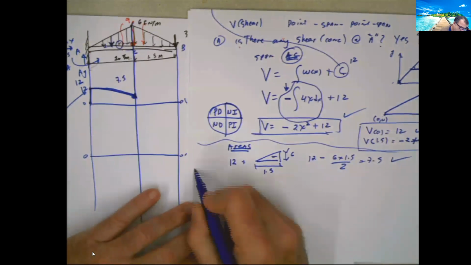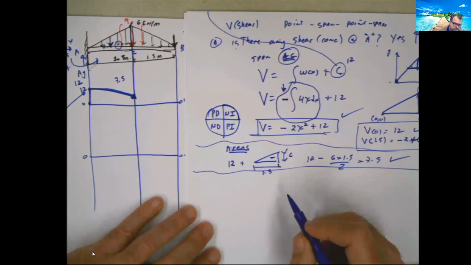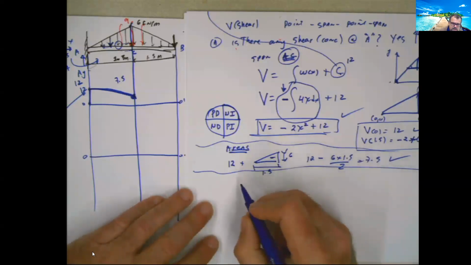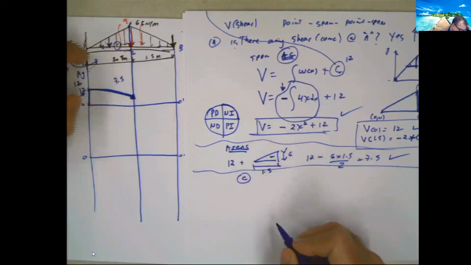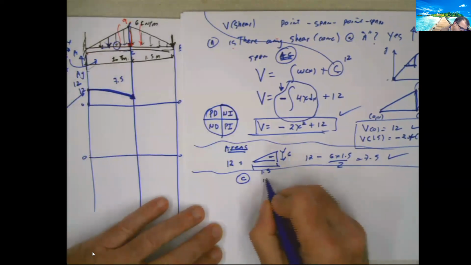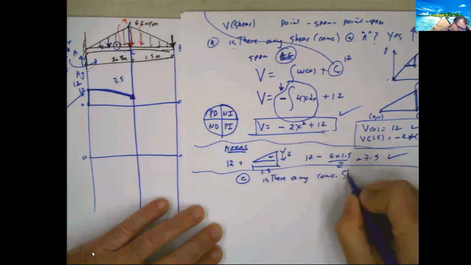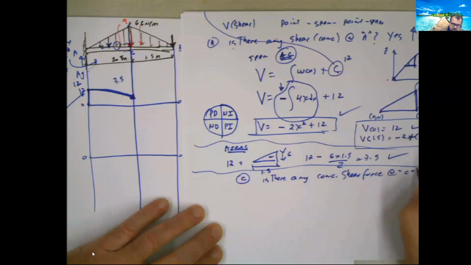Now, what do we do after we have this? Next step. This is not a dramatic pause, guys. I'm talking to you. What is the next step? Point C. Thank you. Point C. So now we go to the point C. This point here. Because it's point, span, point, span. Now we go to the point C. And then because this is shear, you ask, is there any concentrated shear force at C? Is there any?